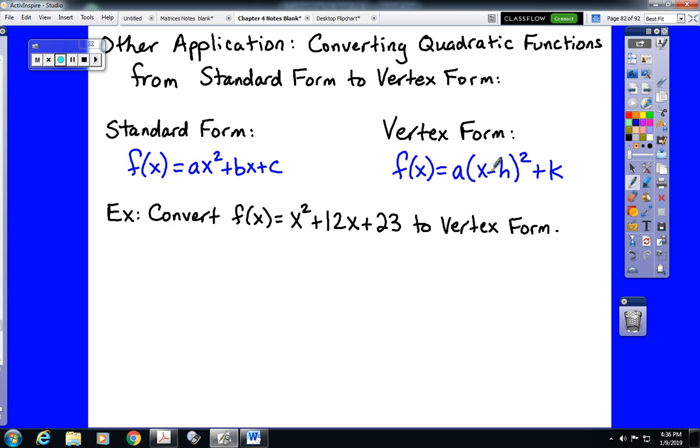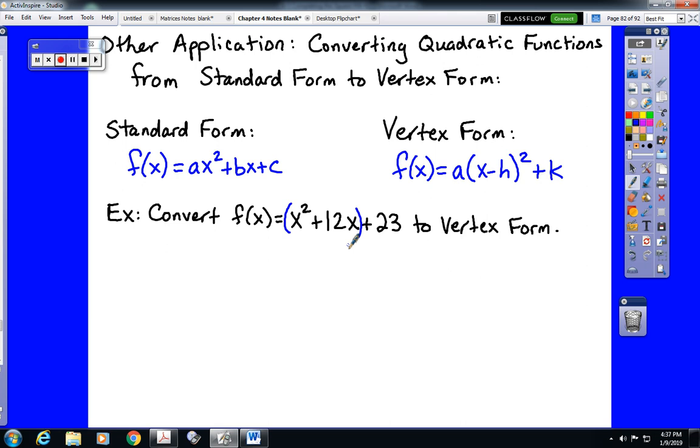Vertex form has the advantage of being able to identify the h value and the k value. H and k give you the location of the vertex of the parabola and make it very easy to graph. So, if we are going to convert f of x, which in this example is x squared plus 12x plus 23, to vertex form, that is a very similar process to completing the square.